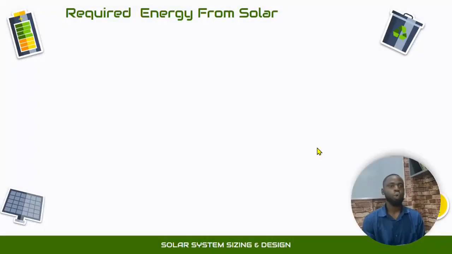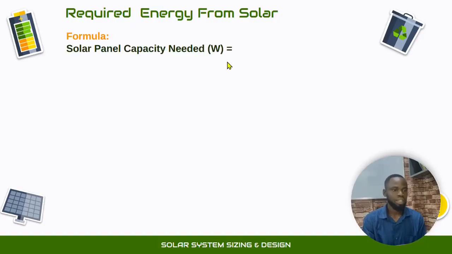So what is the required energy from solar? In this case, we have about 45 kilowatt. So what is the capacity of solar energy we need to be able to meet this need? How do you go about that? We apply a formula. Solar panel capacity needed equals, and we need this information in watts. What is the wattage of the solar energy capacity we need? So this is how we go about it.